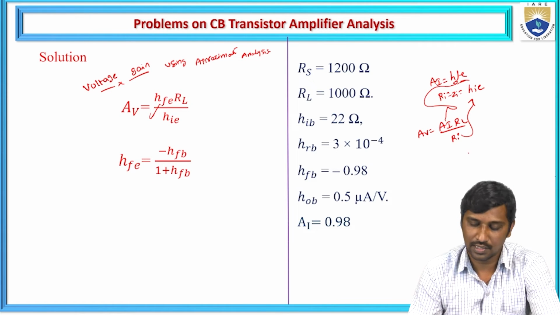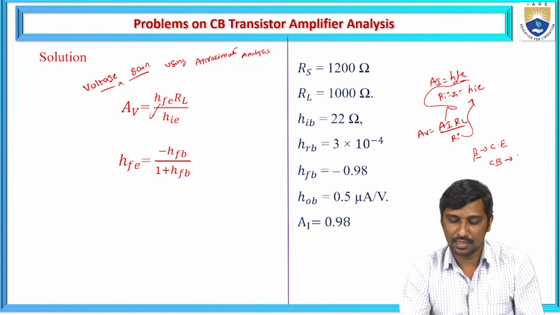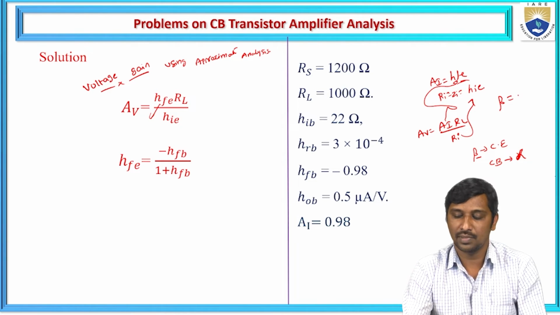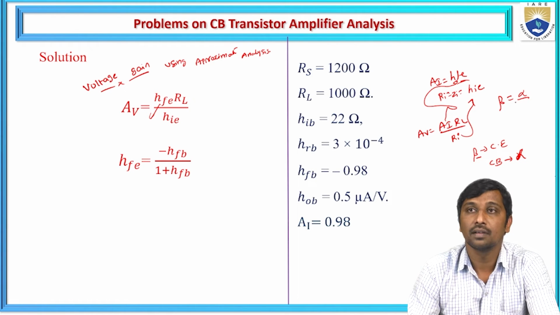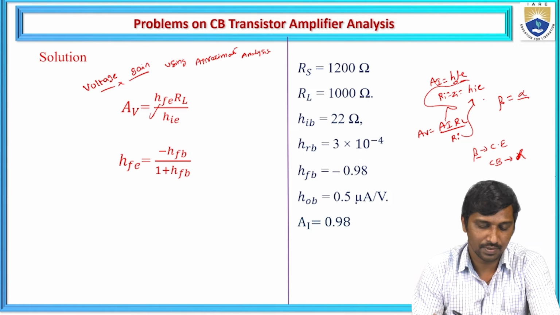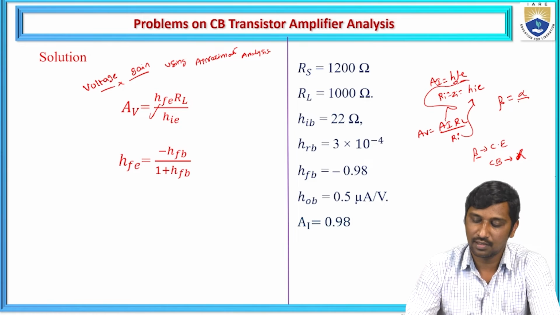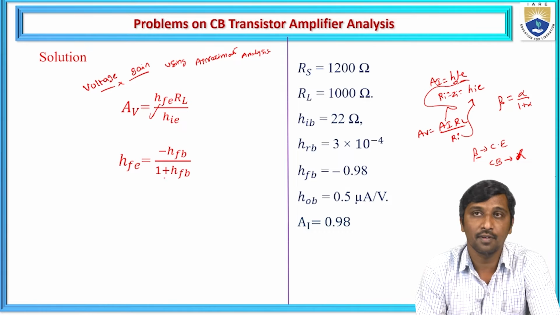We know that in a common emitter configuration, the DC current gain is represented as beta. The DC current gain measured in a common emitter amplifier is represented with beta. Similarly, in a common base amplifier, the DC current gain is represented as alpha. If you want to write beta in terms of alpha, beta is equal to alpha by 1 minus alpha. So HFE is represented as minus HFB by 1 plus HFB, that is alpha by 1 plus alpha.